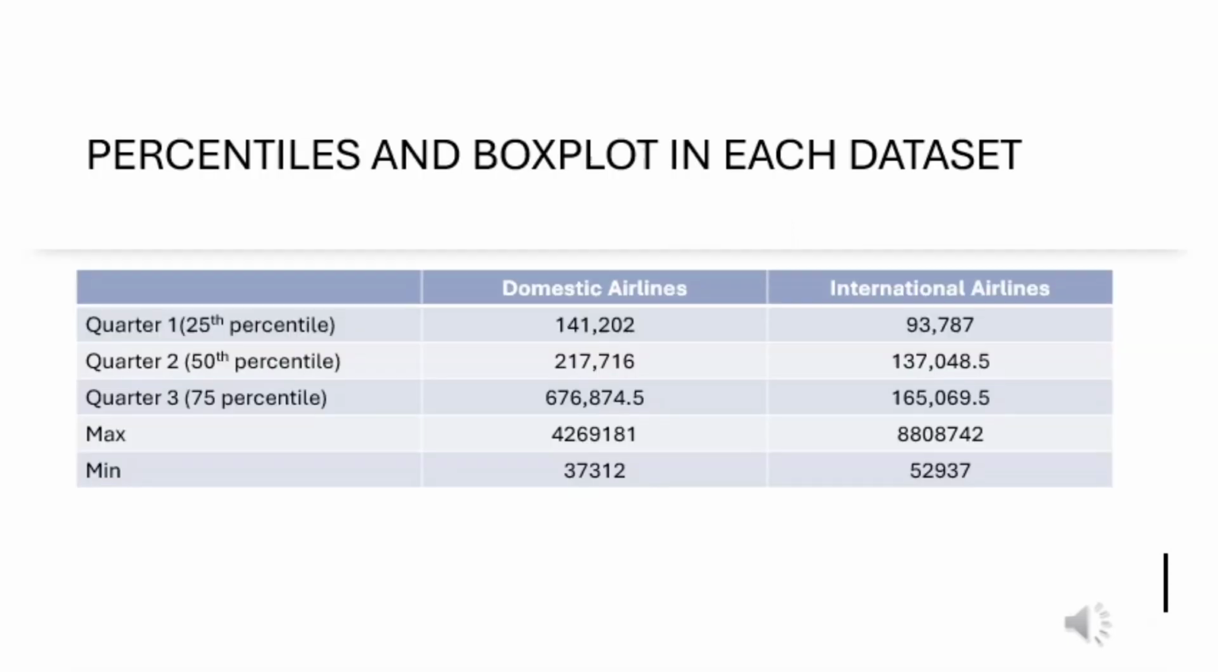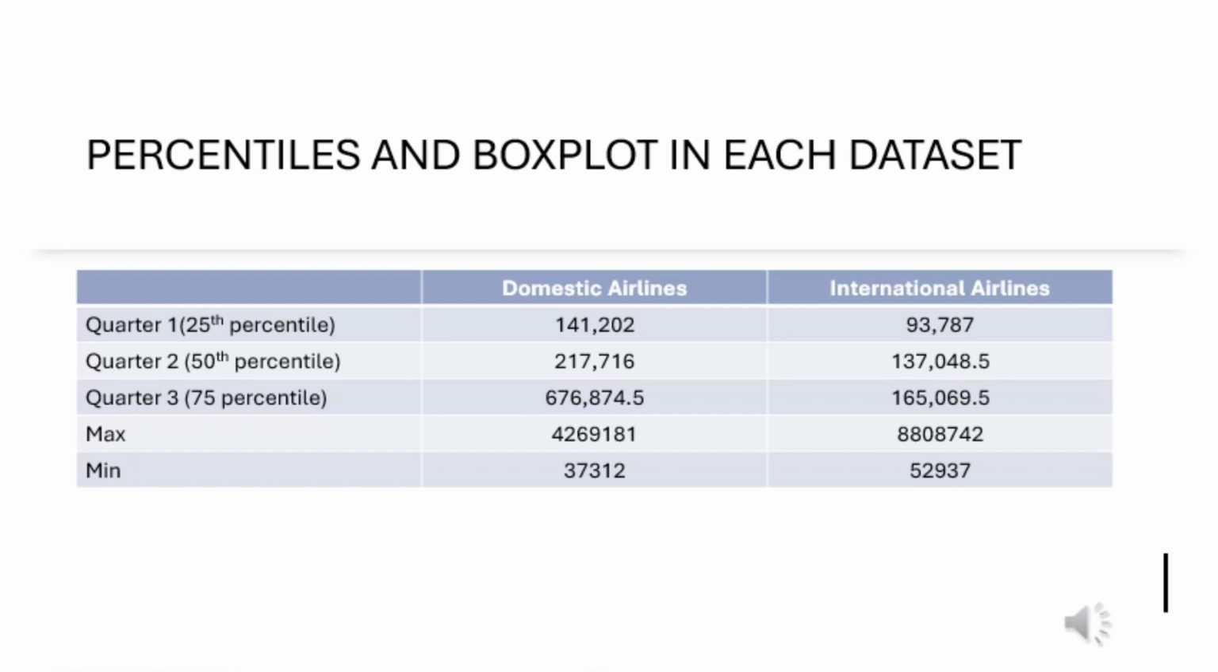Part 3 is the box plot for each dataset, and the datasets are about domestic airline and international airlines. We can see that from quartile 1 until quartile 3, the domestic airline is more than international airlines. In my opinion, the domestic airline is cheaper than international airlines, so the domestic airline will have more than international airlines.